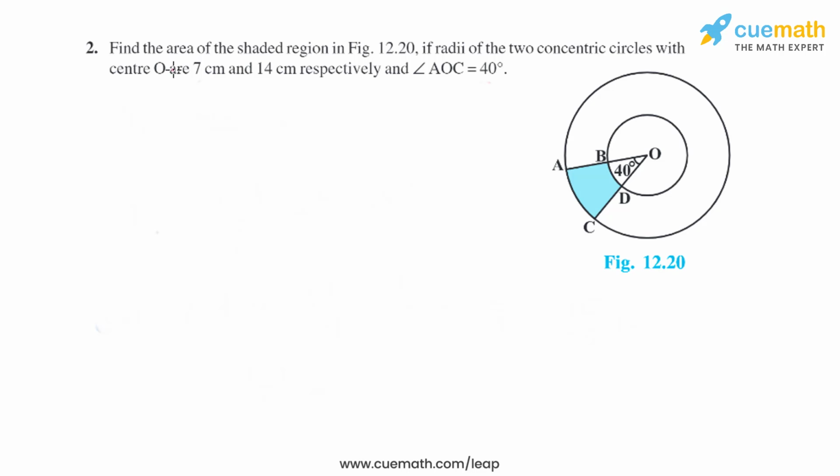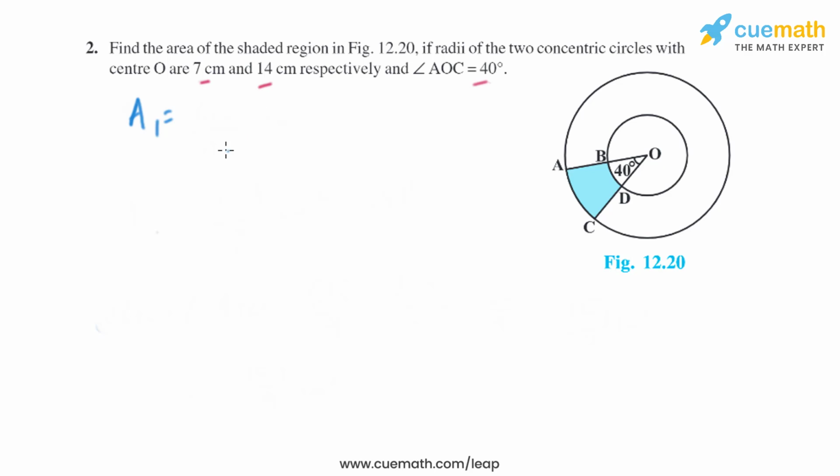Question 2 of this exercise says: find the area of the shaded region in the figure if the radii of the two concentric circles with center O are 7 cm and 14 cm respectively and angle AOC equals 40 degrees. So to find the area of the shaded region, we can find the area of the bigger sector, we can find the area of the smaller sector, and we can subtract them, we'll get the area of the shaded region.